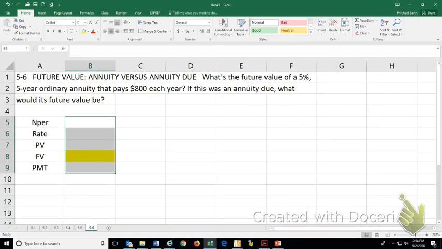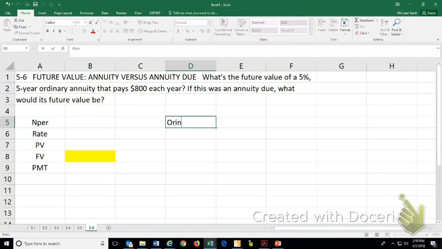This is problem 5-6 from the end of chapter problems in chapter 5 of Brigham and Houston's Fundamentals of Financial Management, Concise 9th edition. Alright, the future value of an annuity versus an annuity due, or an ordinary annuity versus an annuity due.